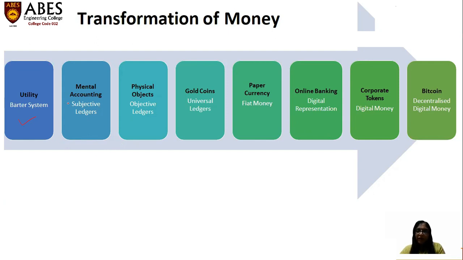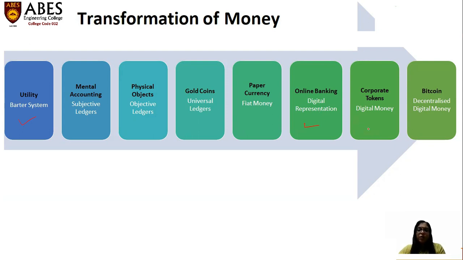Next is online banking. Everybody knows what online banking is: we have our credentials, user ID and password, and use that money. In terms of physical amount, we have no money, but in my account there is money. It is in digital form, and we can use it with the help of online banking, which is a digital representation.